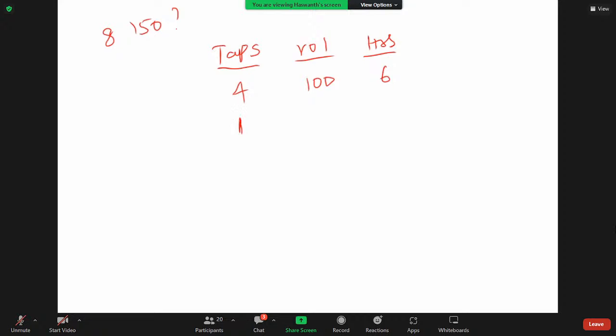4 taps will take 6 hours. 4 taps to fill 100 liters will take 6 hours. If it is only one tap, it will take more time, more. More means multiply, you say 4 into 6. If it is one tap, it takes 24 hours.